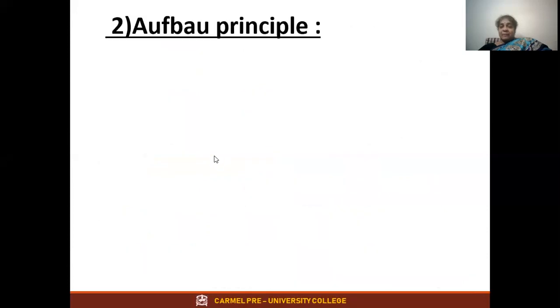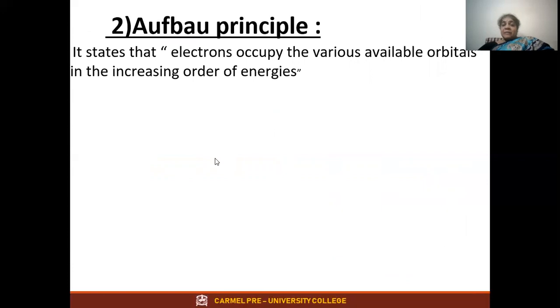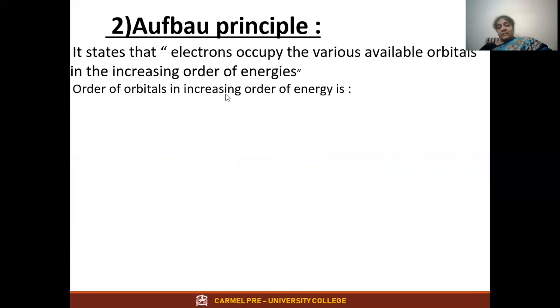Next is the Aufbau principle. This will help us arrange the energy level for each and every orbital. The electrons occupy the various available orbitals in the increasing order of their energies. So the order of orbitals in increasing order of energy is 1s, 2s, 2p. This is the order, students. Please take it down, starting from 1s onwards till 6s. If you write it, it's more than enough.